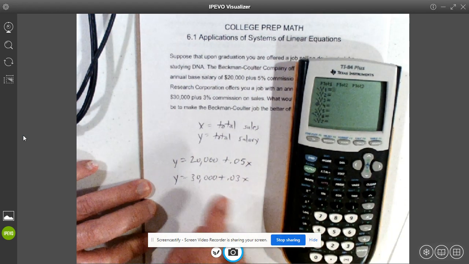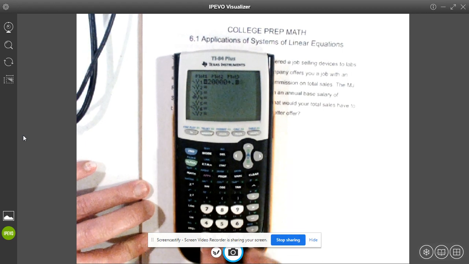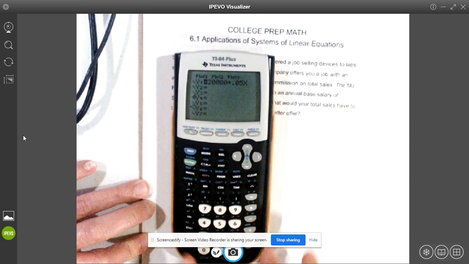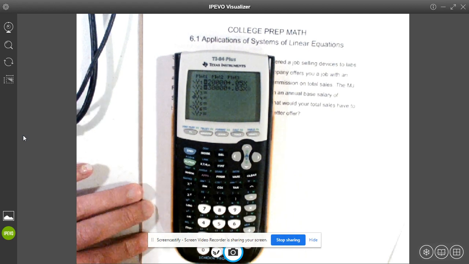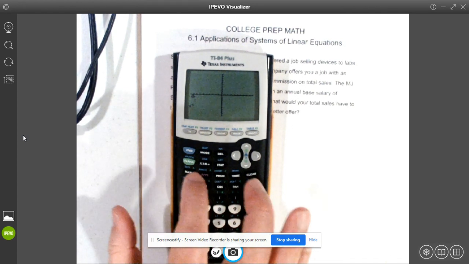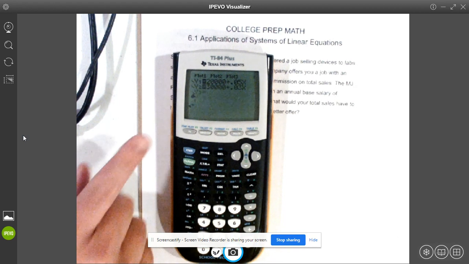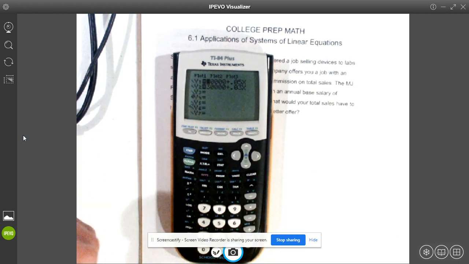So I'm just going to type these two in. All right, 20,000 plus 5/100 x. And then the other one is 30,000 plus 3%, or plus 3/100 x. Okay. Now, if I just graph this as it is, on my standard window from 10 to negative 10, I'm not going to see anything, because if you look at this, we're looking at a y-intercept of 20,000, and here a y-intercept of 30,000.